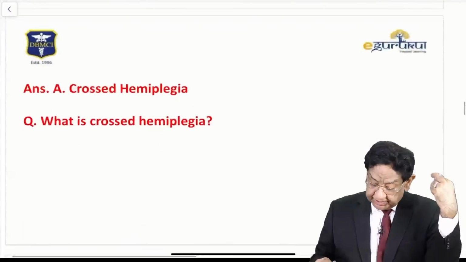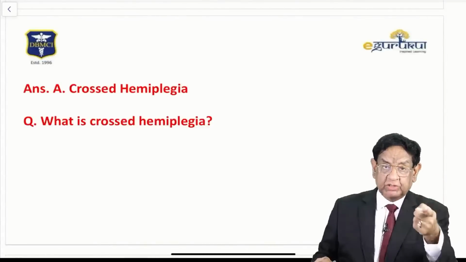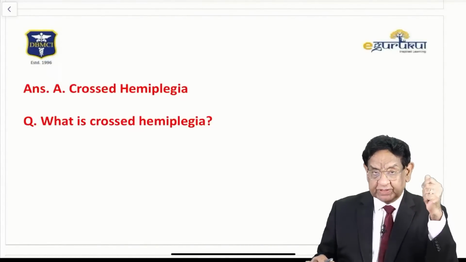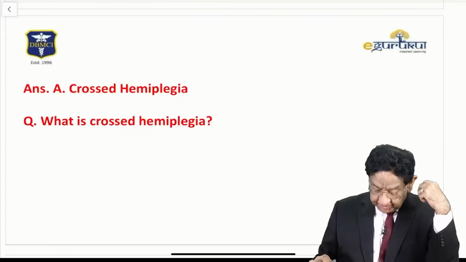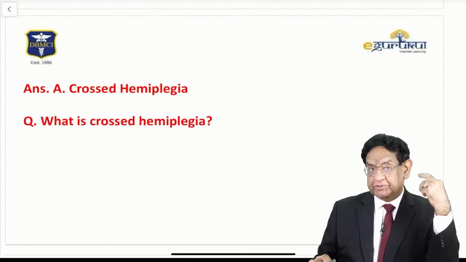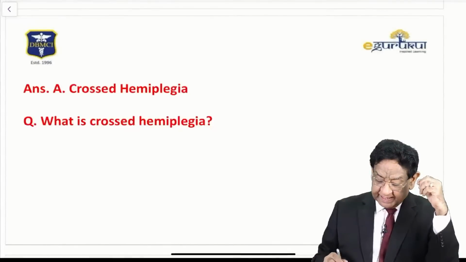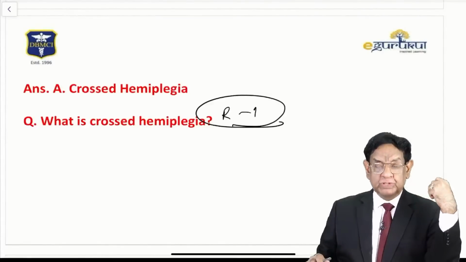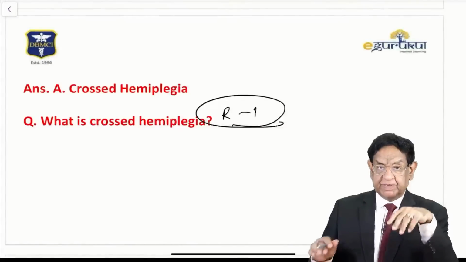But my question is, what is crossed hemiplegia? This you can write down in your copy. Don't WhatsApp me. Write down the answer in your copy. What is crossed hemiplegia? Quickly, you get 20 seconds to think and answer. This is a rank 1 question. Most students are not aware that 3-4 questions are based on this point only.